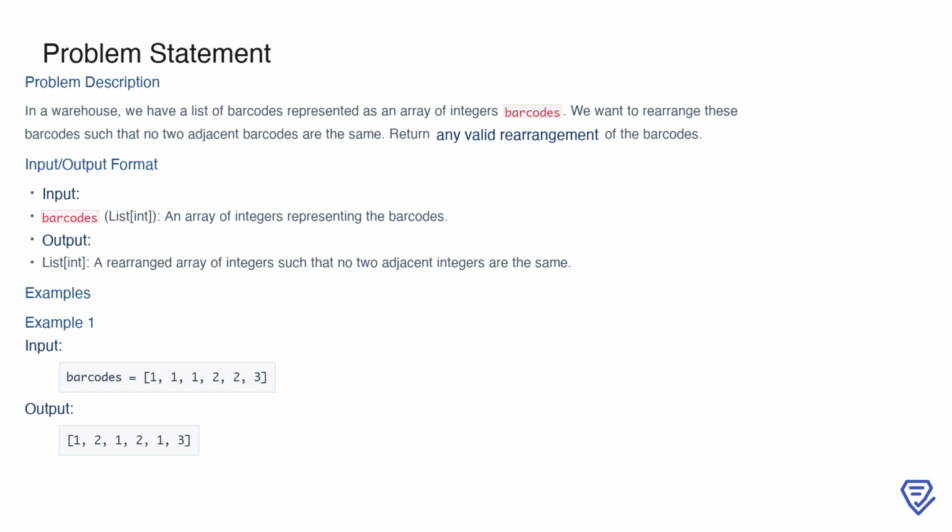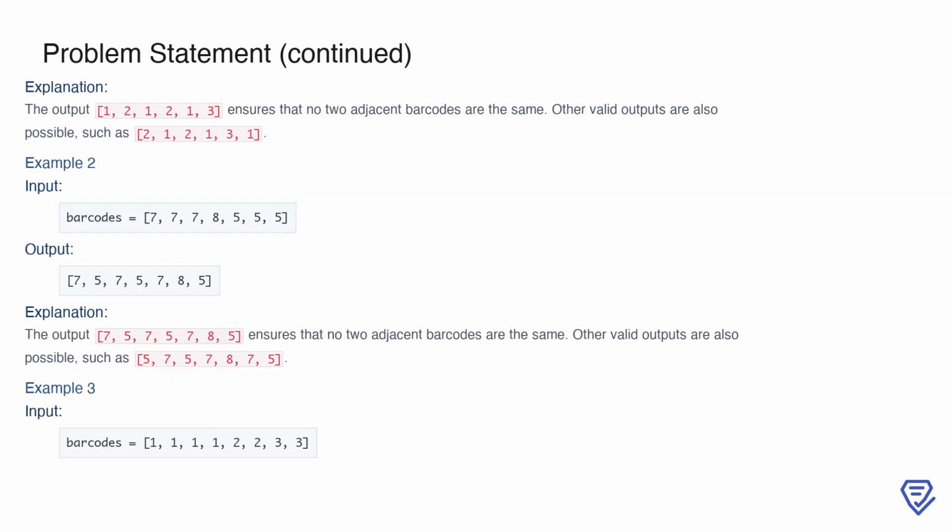Let's look at an example. If the input is barcodes equals 1, 1, 1, 2, 2, 3, one possible output is 1, 2, 1, 2, 1, 3. Notice how no two adjacent numbers are the same. This is a valid rearrangement, and other valid outputs are also acceptable as long as they meet the condition. In the first example, 1, 2, 1, 2, 1, 3 is a valid output because no two adjacent barcodes are identical. However, there can be multiple valid outputs. For instance, 2, 1, 2, 1, 3, 1 is another valid rearrangement.